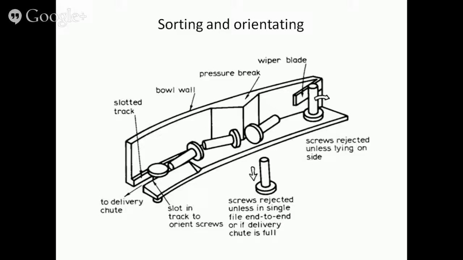The pressure brake rejects screws which are not in single file. Those screws also fall into the ball again. At the slot at the end of the ball, the screws are orientated so that the head is on top. From there, they continue to the next station.